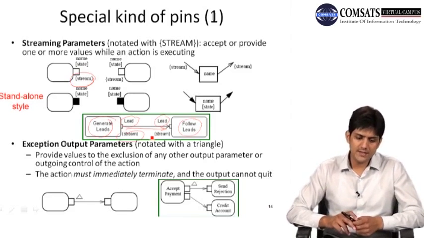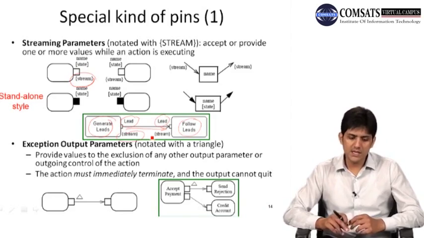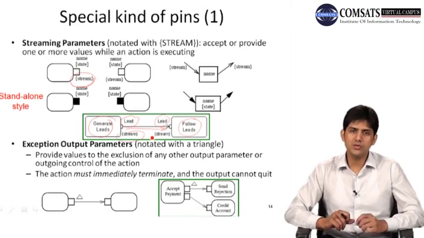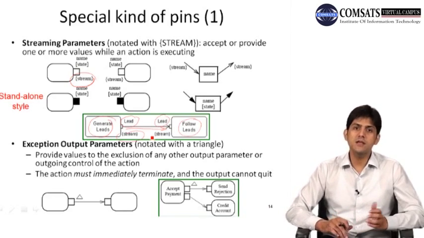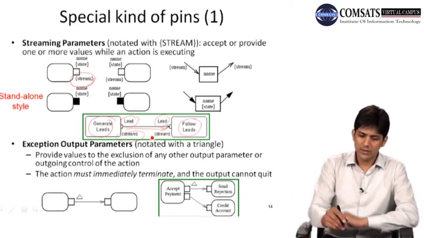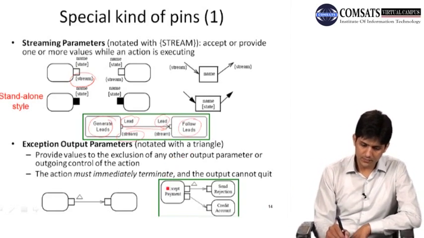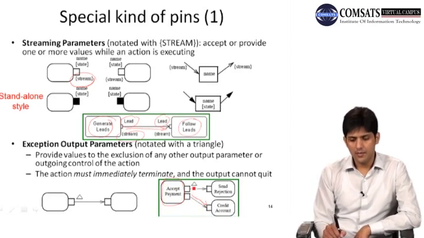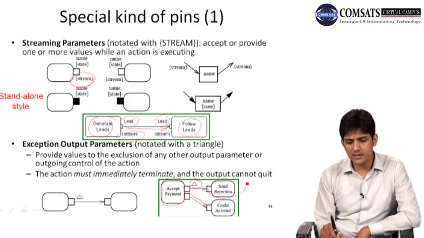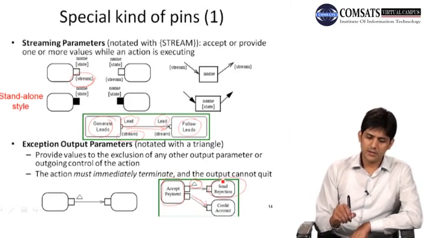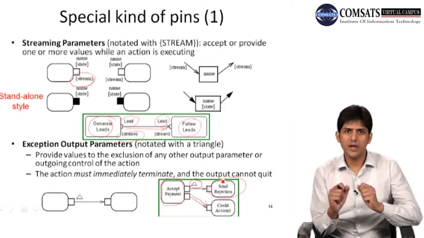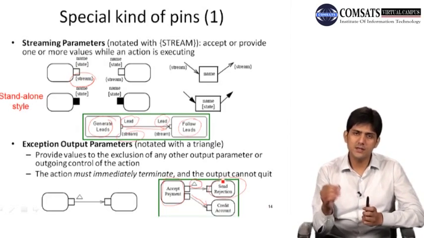The other type of pin is exception output parameters. They provide values to the exclusion of any other output parameter or outgoing control of the action. The action must immediately terminate and the output cannot continue. For example, in the case of accept payment, if the payment is accepted, then you come to this credit account. But in case it is not, then you send the rejection. So they are a special case when you need to end the action, or you need to exclude certain parameters.